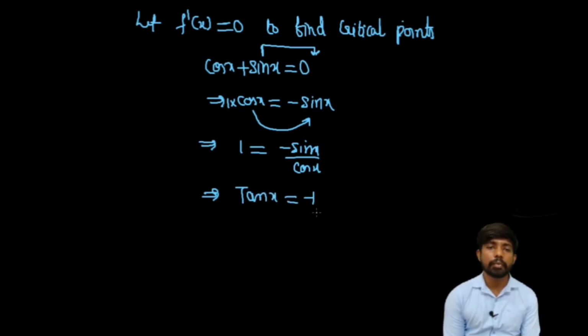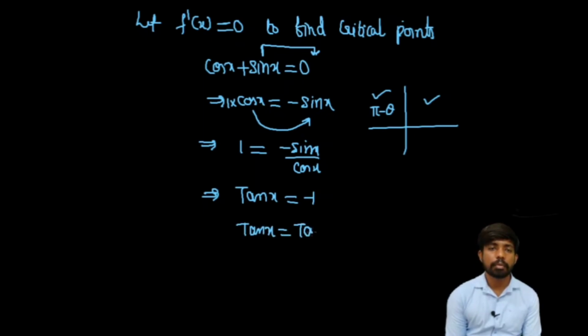When tan of pi by 4, you get 1, right? But here you are getting minus. So which quadrant is this? In the first quadrant tan is positive, in the second quadrant sine and cosecant are positive, but tan is negative. So use pi minus theta. Here tan x is equal to tan of pi minus theta, where theta is the angle for which tan is 1, pi by 4.